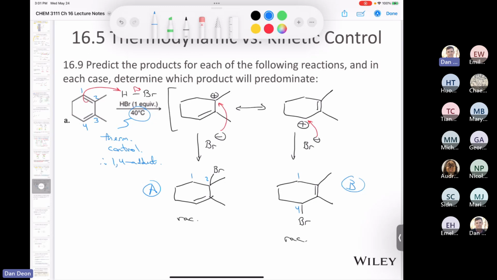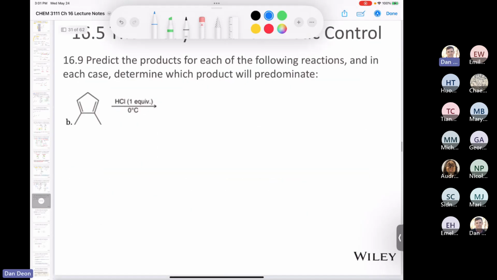Well, let's try one more. Let's try another one. We can redeem ourselves. So Maria, let's start here. If this one's at 0 degrees Celsius, what's going to predominate? Kinetic or thermodynamic? If we're at low temperature. Right, kinetic, due to the proximity effect. So what's going to predominate here? Will it be 1,2 or 1,4? Right, so the major product here will be 1,2, right? 1,4 will be minor.